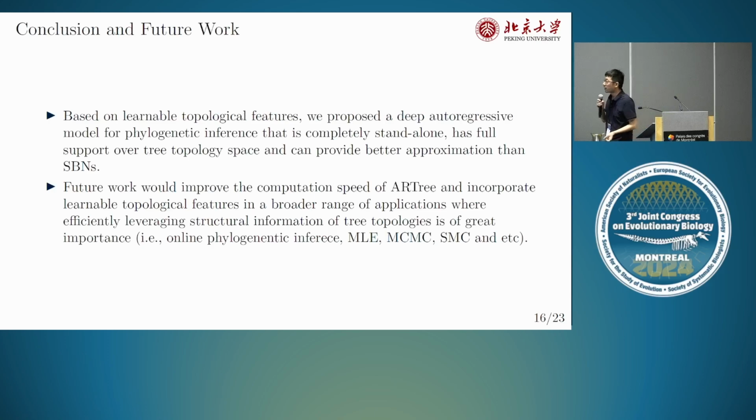So just to summarize, we have proposed a deep autoregressive model for phylogenetic inference that is completely standalone and has full support over the tree topology space, and can provide better approximation than SBNs. Future work would be to improve the computation speed of AR tree, because it's a sequential model, so it's kind of slow at this current stage, and to incorporate learnable topology features in a broader range of applications where efficiently leveraging the topology information could be of great importance.